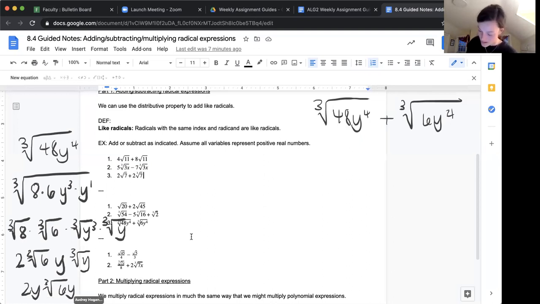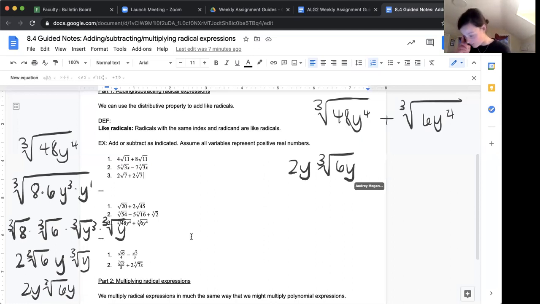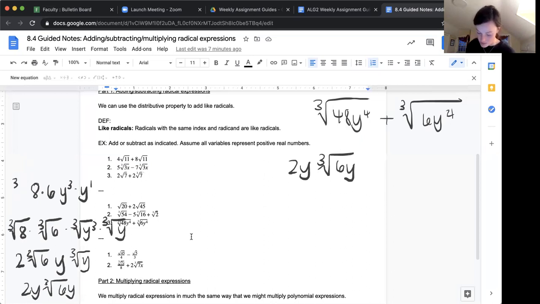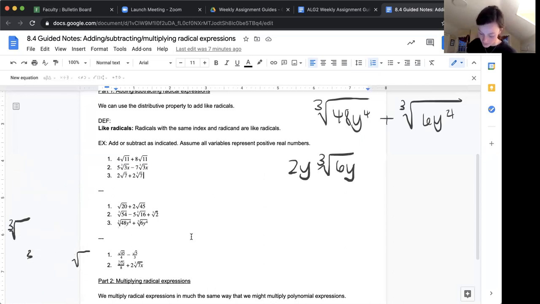So I know that the cube root of 48y to the 4th is actually 2y times the cube root of 6y. And then I have plus the cube root of 6y to the 4th. So I'm going to want to go ahead and simplify the cube root of 6y to the 4th. So let's go ahead and look at that. The cube root of 6y to the 4th.